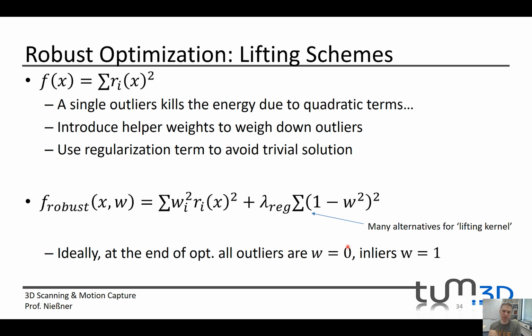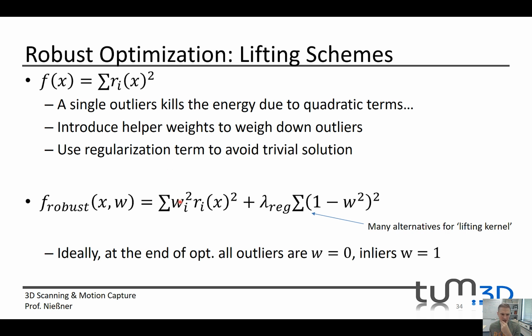So lifting schemes, let's say we have the same thing, right? f of x is a sum of square terms. We have this issue that a single outlier kills the energy due to quadratic terms. Makes sense, right? One outlier that is far away has a very large value because it's quadratic. And what we do is we introduce helper weights to weigh down outliers. We want a high weight for inliers and a low weight for outliers.